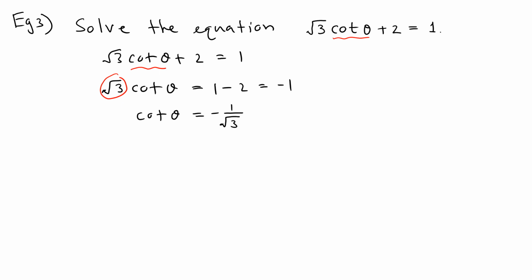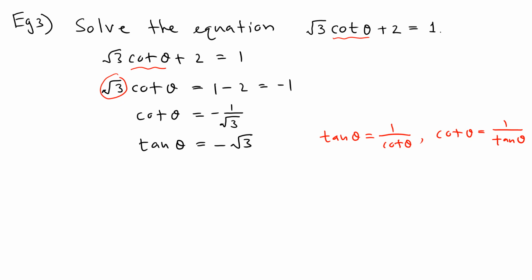Then we know one fact: tan theta is 1 over cotangent theta, and cotangent theta is 1 over tan theta. That means if you flip this equation upside down, you can make this tangent. So once you flip it, you can write tan theta on this side, and if you flip this one, it's simply negative square root 3. And you can see that this is something familiar because it's tangent. So now we're going to solve this problem as a tangent problem.